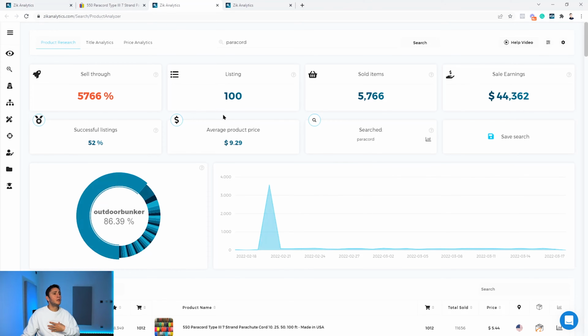And I will usually look for niches that have at least 500% sell-through rate, 30 to 50% success rate, and as much revenue as possible. The higher the revenue, the better. Now, revenue and transactions also change based on the average product price, because let's say if this niche is selling at a price of $100, then you only need 400 transactions to reach this revenue.